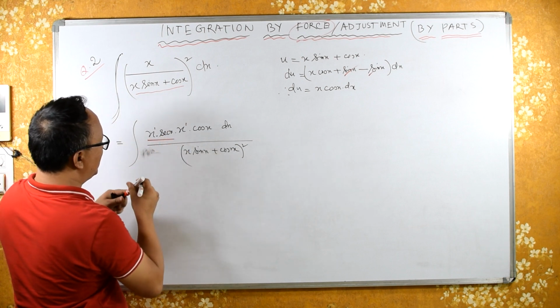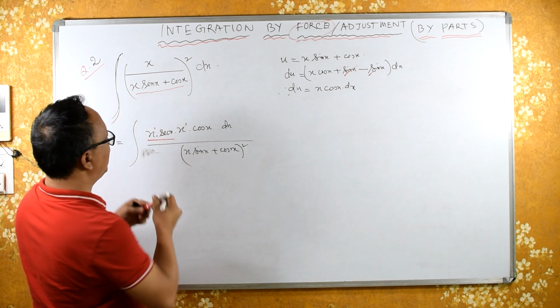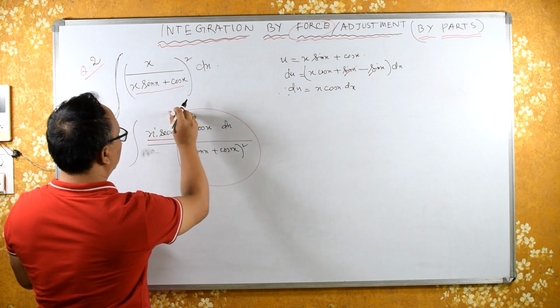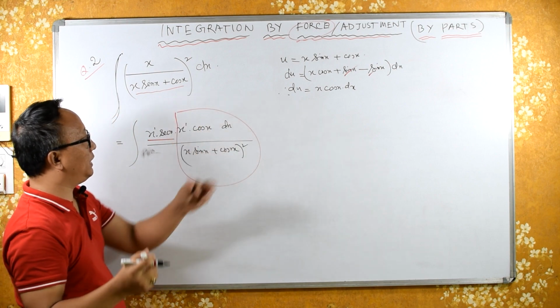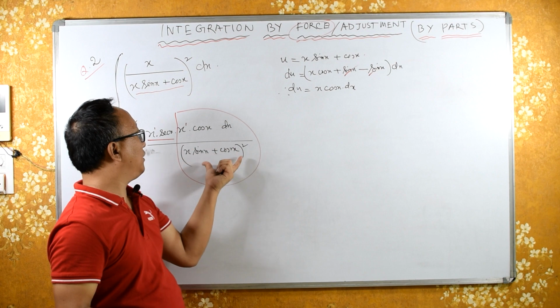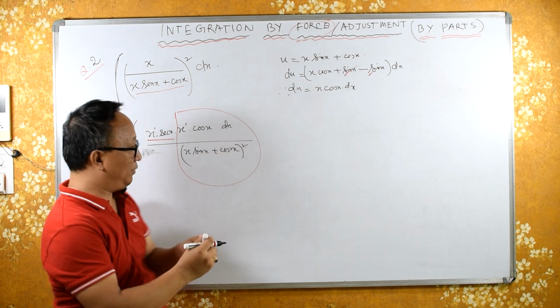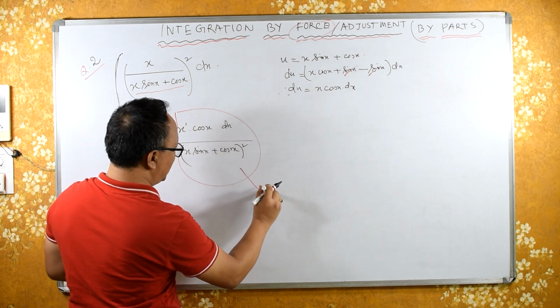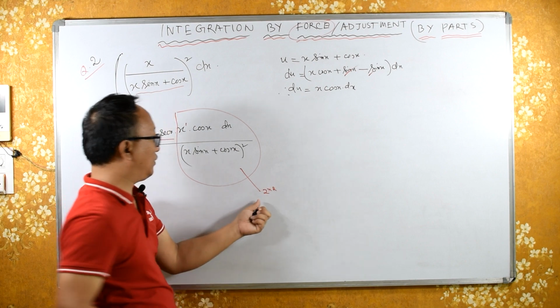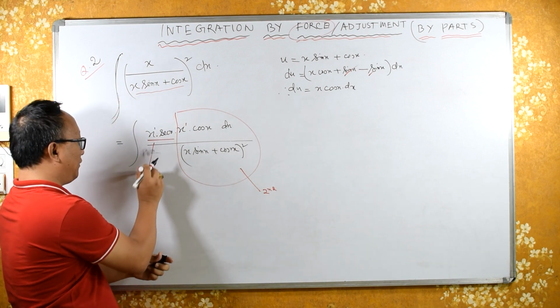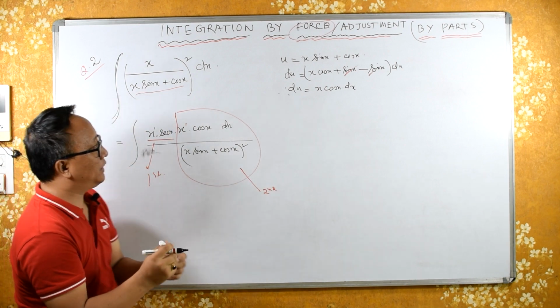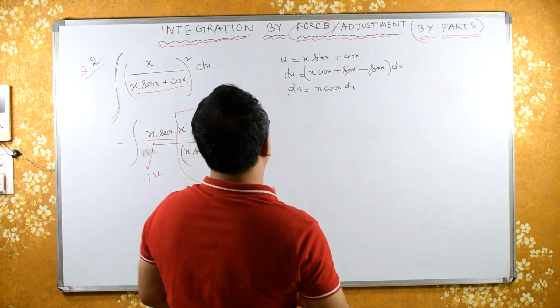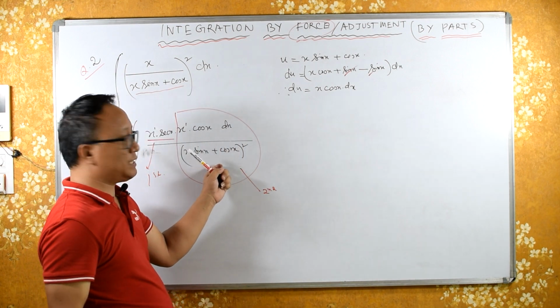Now if I consider this term and this term, okay? Why? Because the integration of this will be easy over here, okay? Now we need to choose, this is the second function to integrate and this is the first function, okay? Now let's solve this first integration separately.